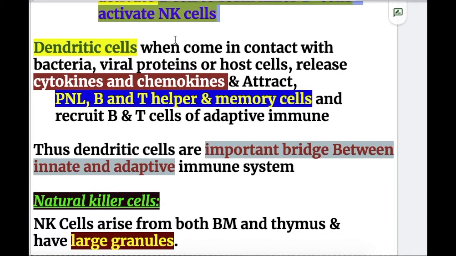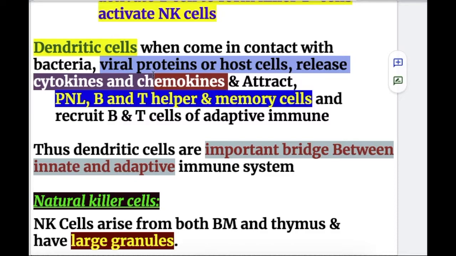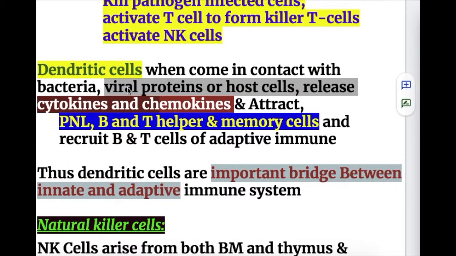The dendritic cells, when they come in contact with viral proteins or host cells, release cytokines and chemokines, attract neutrophils, B and T helper and memory cells, and recruit B and T cells of adaptive immunity. Thus, dendritic cells are important bridges between innate and adaptive immune system.